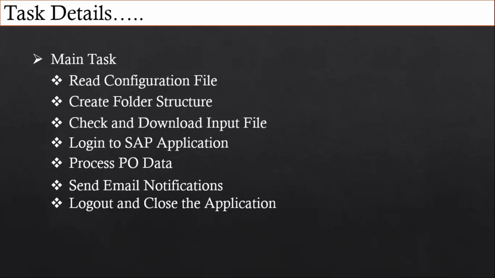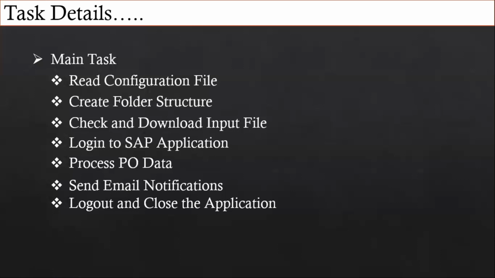First we will have a configuration file. It will hold some information, which the bot will read and store into variables. Then the bot will create a folder structure. Once that is done, the bot will check the email and download the file if it is available. Then the bot will go to the SAP section, log into SAP and start processing the data. Once the data processing is done, the bot will reply to the particular email along with the updated Excel file. At the end, it will close all the applications and log out from SAP. So these are the tasks required for this development.